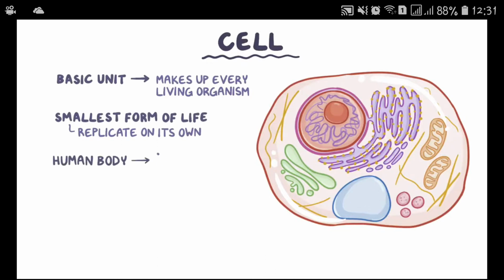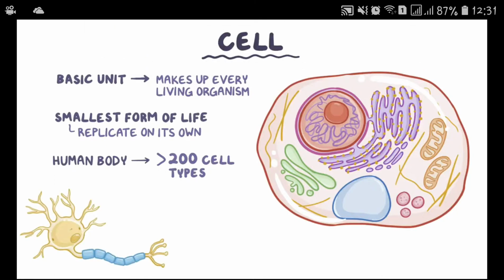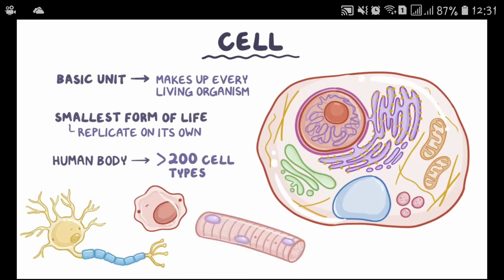The human body alone has over 200 distinct cell types, from long skinny neurons that can go over 1 meter long, to macrophages that gobble up pathogens, to myocytes that contract to let you flex your muscles. But despite their differences, they do share a lot of similar features.